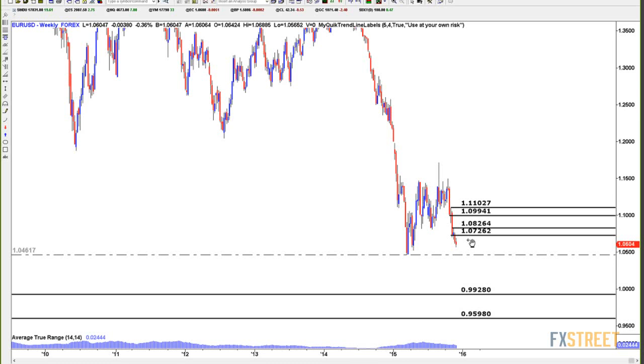Because you've got to be aware of, look, last time the market was here, we did have a decent rally. We had a 1,000 pip rally from this area. 1,000 pips is nothing to be sniffed at. So the way I approach my trading and the way we all approach our trading is very simple.